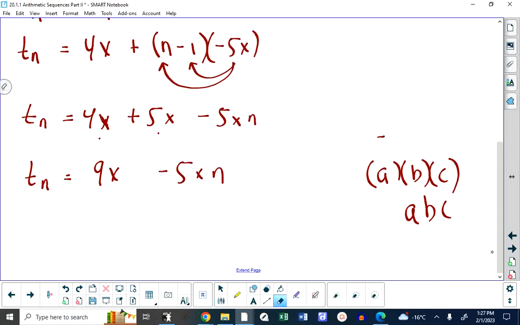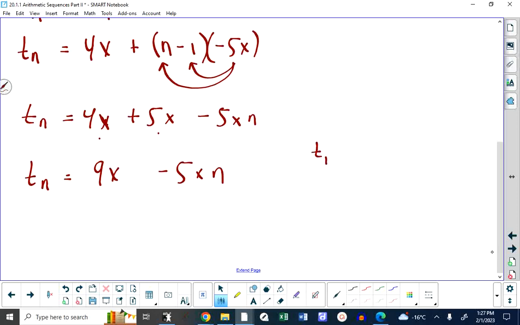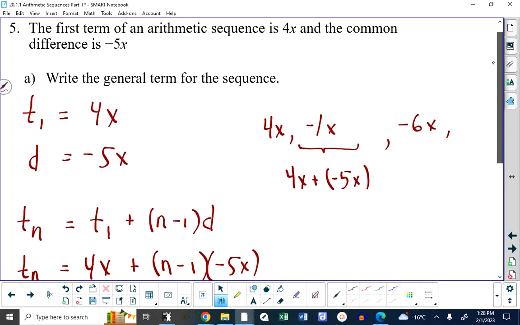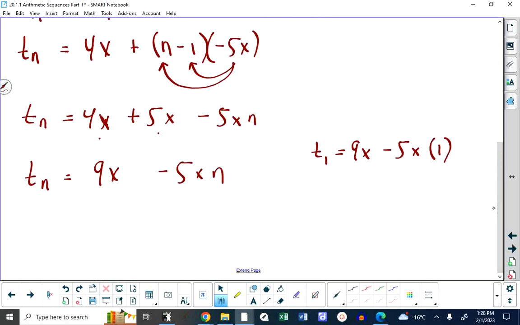By the way, just to prove to you that this works, if I put 1 in for n, I have 9x minus 5x, which is 4x. That's the first term. If I put 2 in for n, I'm going to have 9x minus 10x, which is negative 1x, which is t2. It works. So this is the answer to A.